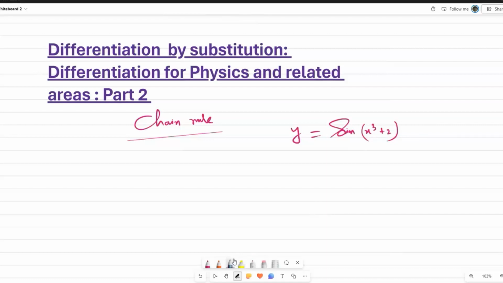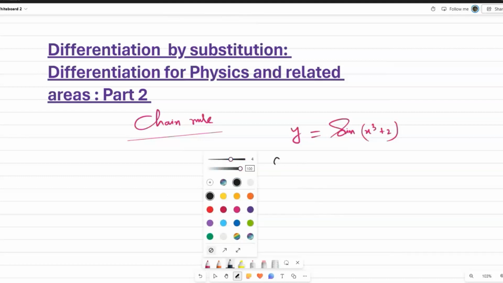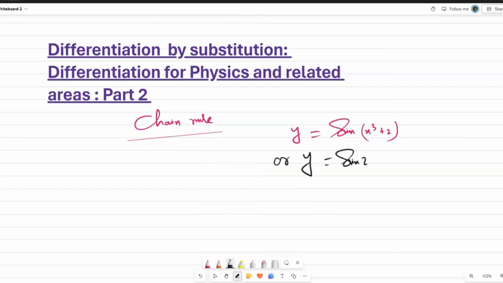To find the derivative of this kind of function, we'll make a substitution. We'll write y equal to sine z, where you assume z equal to x cubed plus 2. This will simplify our calculation. That's why this substitution: y equal to sine z, z equal to x cubed plus 2.